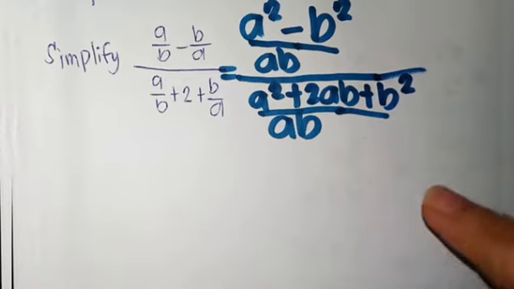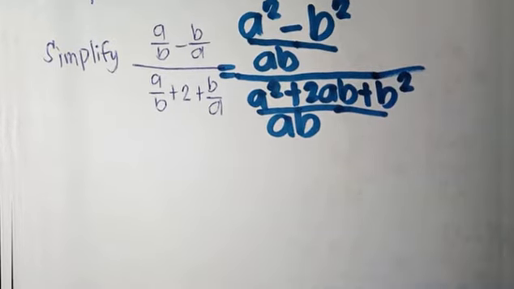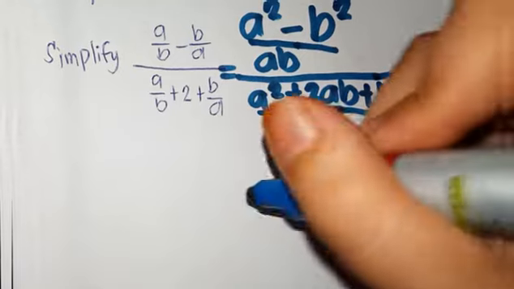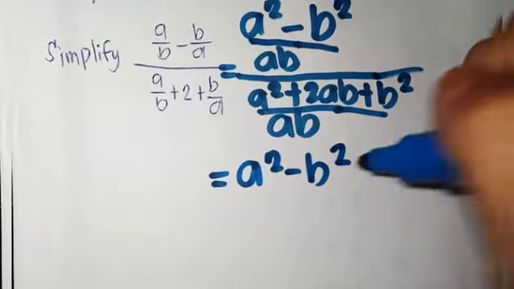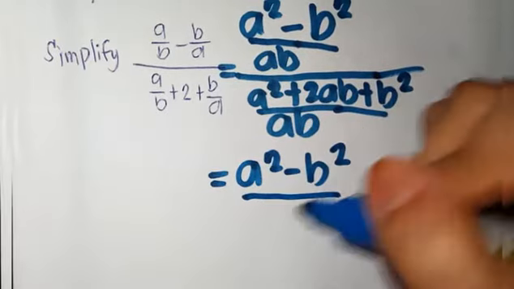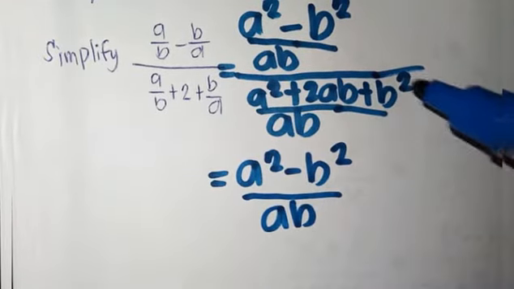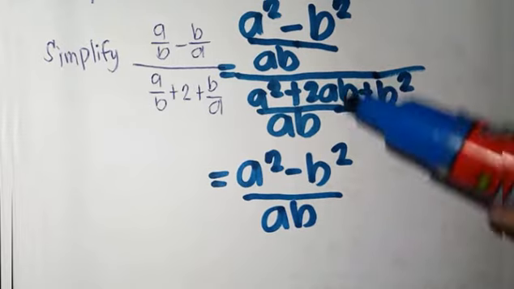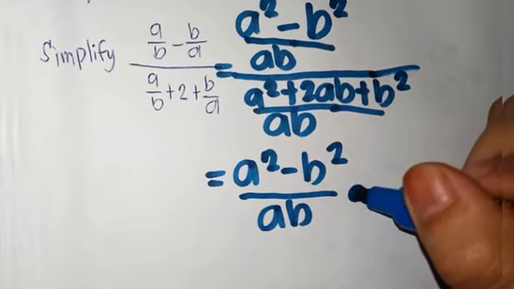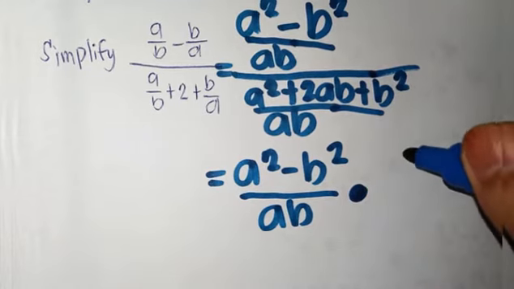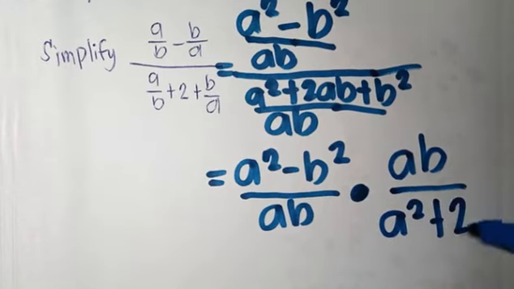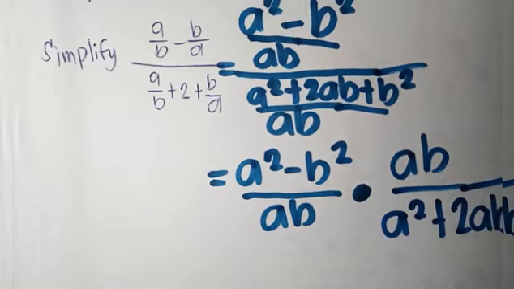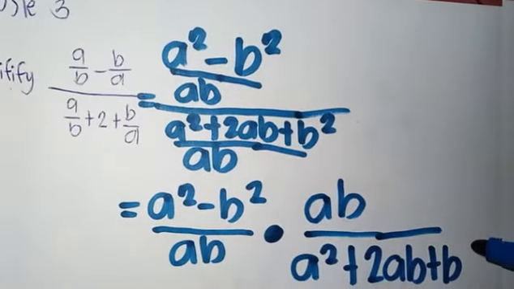Okay, so, ngayong na-simplify na natin yung ating numerator and denominator, pwede na natin kunin yung kanyang reciprocal, then proceed tayo sa multiplication. Okay, so we have a squared minus b squared all over by ab. Then, kunin na natin yung reciprocal nito, yung ating denominator, then proceed tayo sa multiplication. Okay, so baliktarin lang natin. So, we have ab all over by a squared plus 2ab plus b squared.